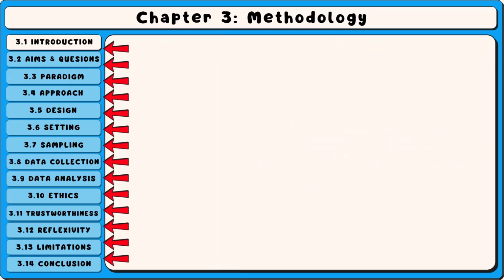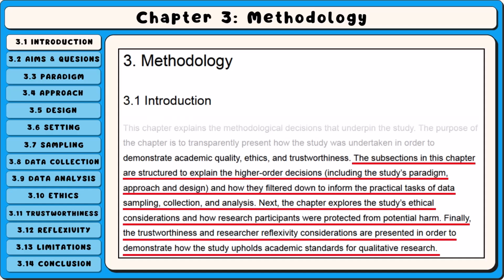There are 14 subsections in the methodology, so often you can bunch them together, as with our sample piece, which says, the subsections in this chapter are structured to explain the higher order decisions, including the study's paradigm, approach, and design, and how they filter down to inform the practical tasks of data sampling, collection, and analysis. Next, the chapter explores the study's ethical considerations and how research participants were protected from potential harm.